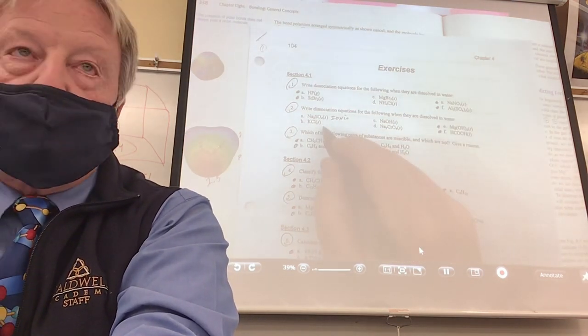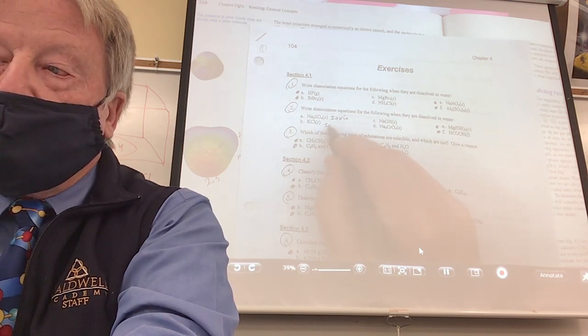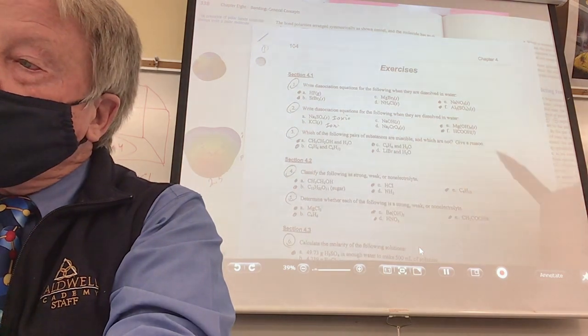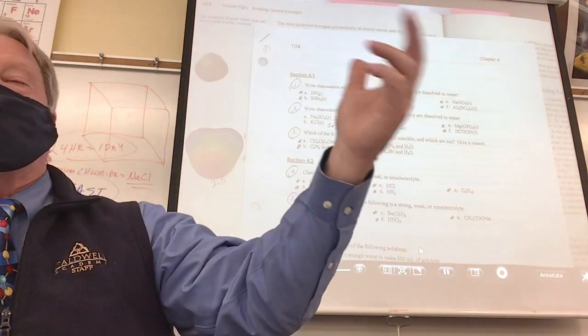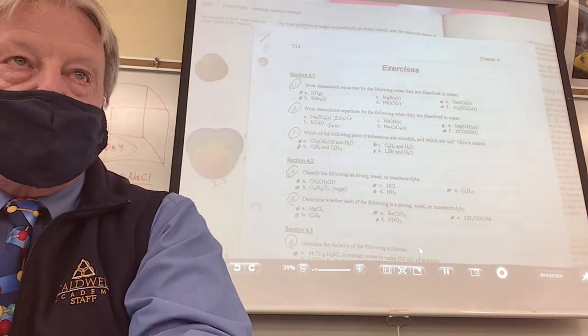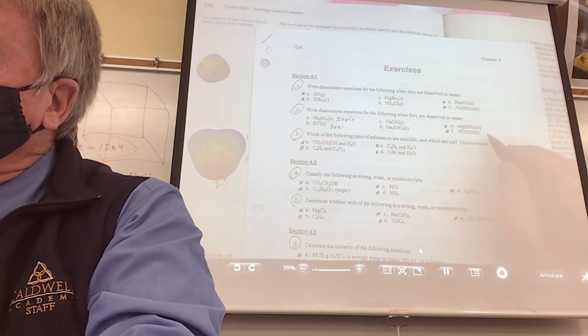What about this guy? KCl. That's ionic. They're all ionic. Would these two tend to dissolve? Yes, and I have a chart that even tells me the ones that don't dissolve, but they do dissolve. But then let's go over here to something a little bit harder.